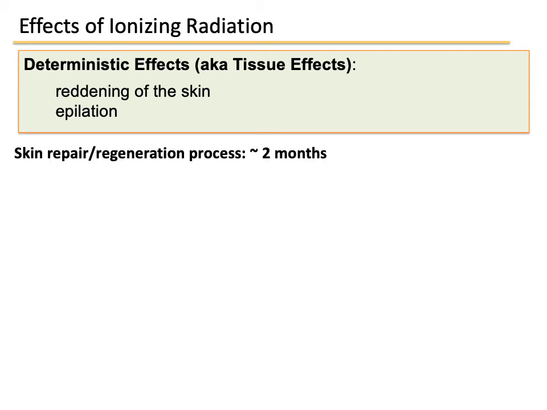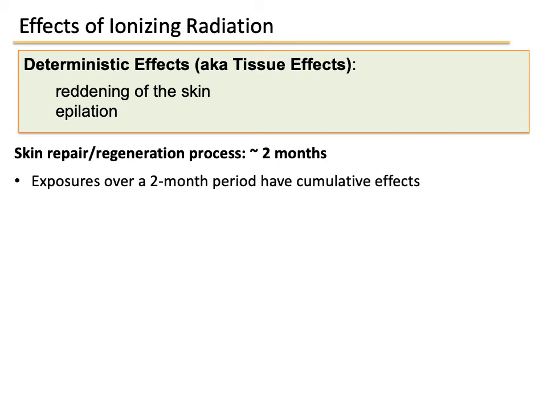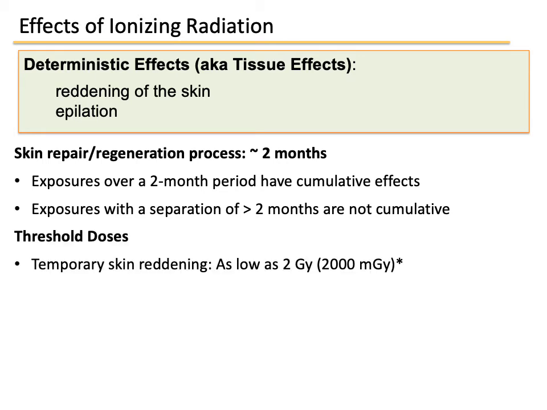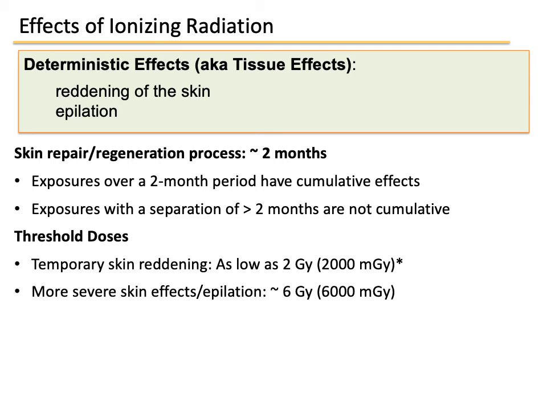Some things to note about skin effects. It takes about 2 months for skin to repair and regenerate, so exposures over a 2-month period have cumulative effects. And exposures separated by more than 2 months are not cumulative. Temporary skin reddening can occur at doses as low as 2 gray, and more severe effects at doses as low as 6 gray. However, as I mentioned in my previous presentation, the majority of the population will not experience skin effects unless they're exposed to higher doses.